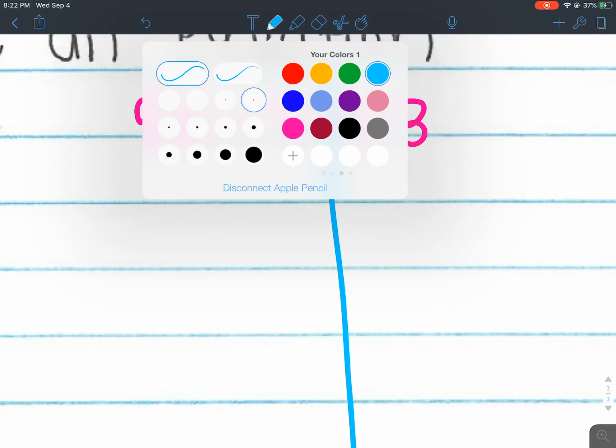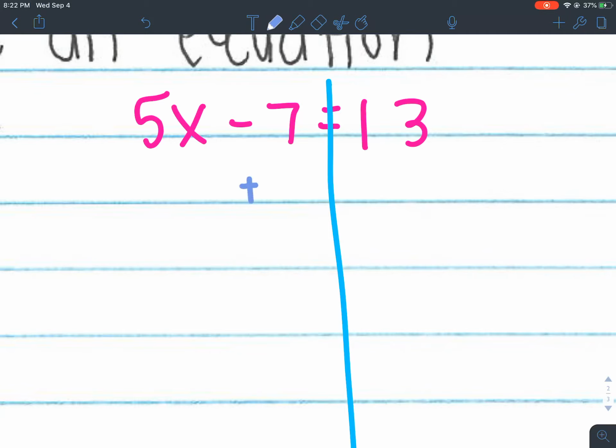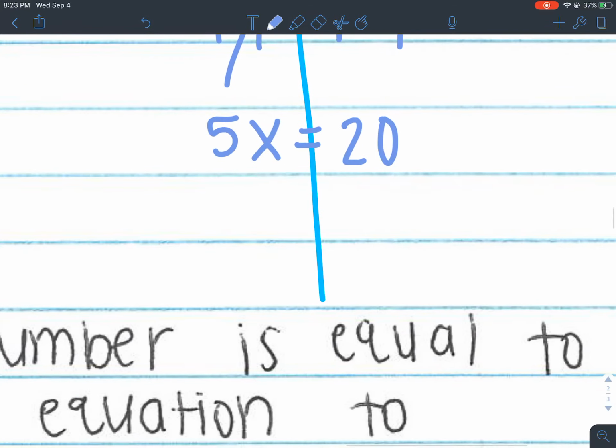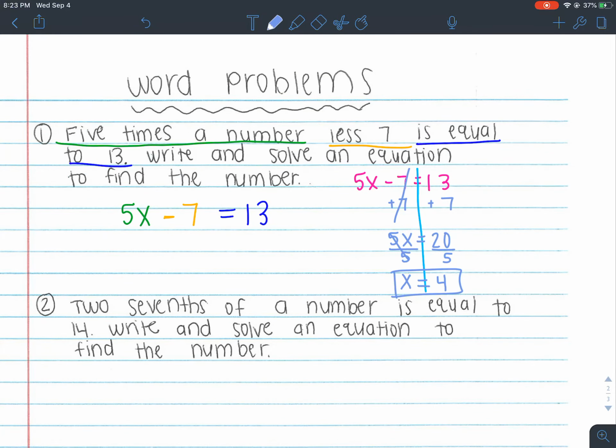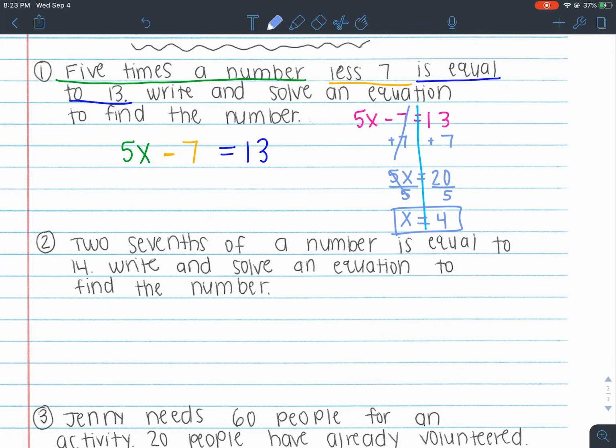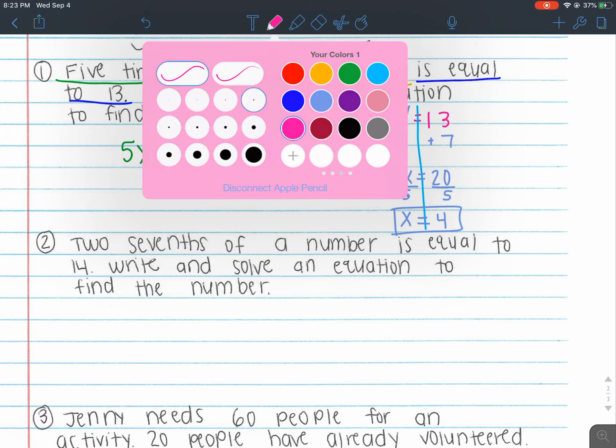Okay, let's solve it. So first thing I'm going to do is add 7 to both sides. 5x equals 20. I'm going to divide both sides by 5, and I get x equals 4. And there we go. So 4 times a number less than 7 equals 13. X was 4. So basically the hardest part of that was just setting it up. Everything else was just the same thing as what we just did.